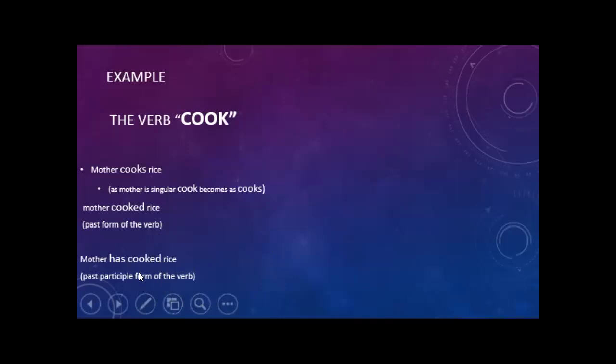Look at the third one. Mother has cooked rice. The final result of a past action is indicated in the sentence Mother has cooked rice. What is the final result of this sentence? Yes, rice. Do you understand? The meaning of this sentence is there is rice now. Therefore, it can be indicated as Mother has cooked rice.